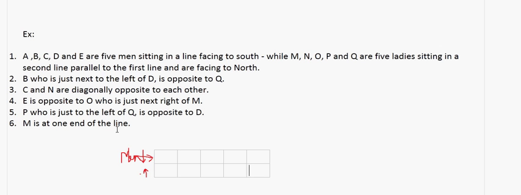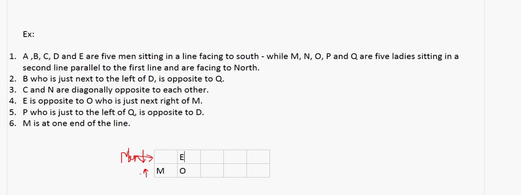The last statement says M is on one end of the line, so M can be here. If M is here, we can place O to the right. But if M is here, we cannot place anything to the right. So we can say that M is on the left hand side, right? Now we know the position of M, we know the position of O. Now we can determine the position of E as well, right? Because E is opposite to O.